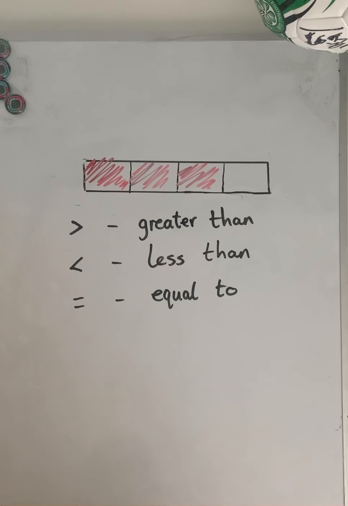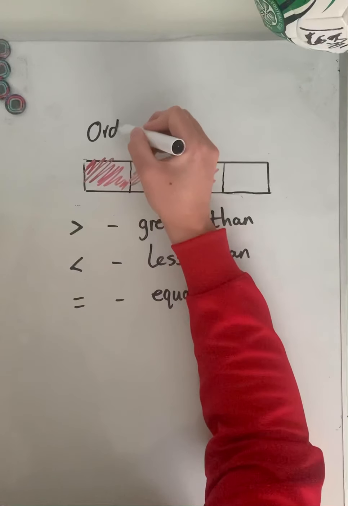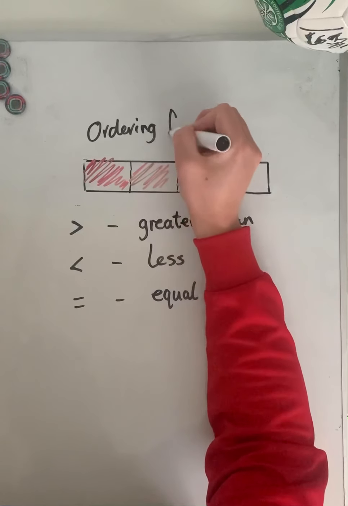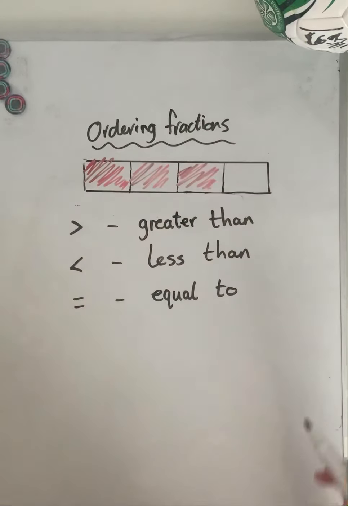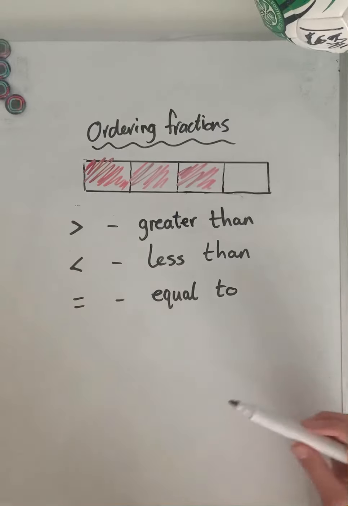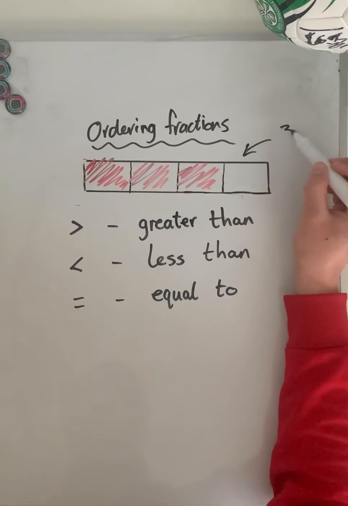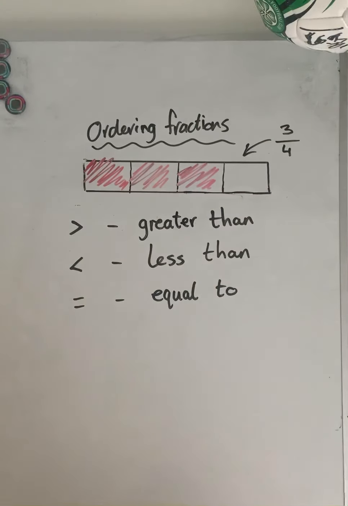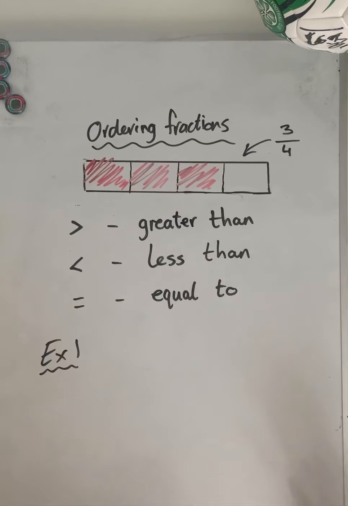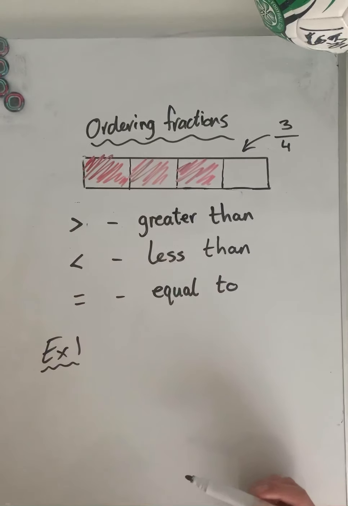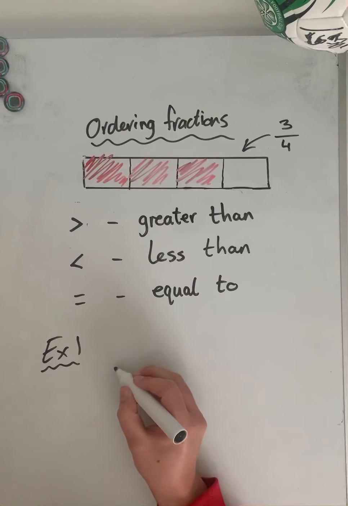So when you go to actually make a note of this just now, you're just going to put the heading ordering fractions. Okay, this will be the first thing you copy down just now. So this one here, we've shaded 3/4 of this box just now, okay? So what we're going to do is we'll start off with a very easy example, example 1 just now. I want you to use these symbols to say which one is greater, less than, or if they're equal to each other, okay? So we'll start off very, very easy.